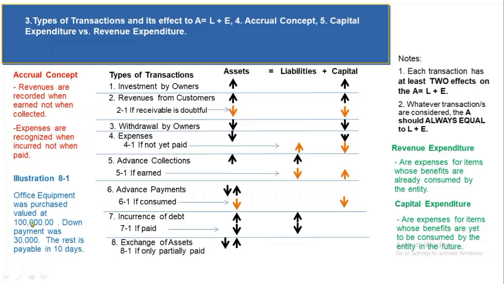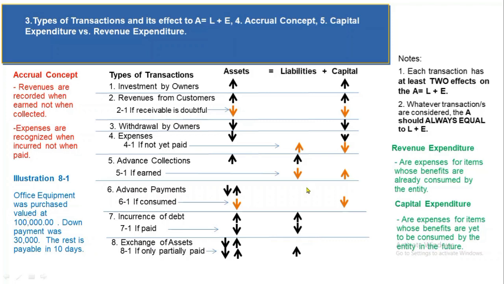The only twist here is when you pay partially. For example, in this illustration, office equipment was purchased at 100,000, however, the down payment given is only 30,000. The rest is payable in 10 days. Of course, the assets will increase by 100,000 in the form of office equipment. However, the assets will also decrease because of the down payment of 30,000. So in effect, or in summary, the assets increase by only 70,000 and the liabilities will increase by 70,000 because again, out of 100,000, only 30,000 was paid.